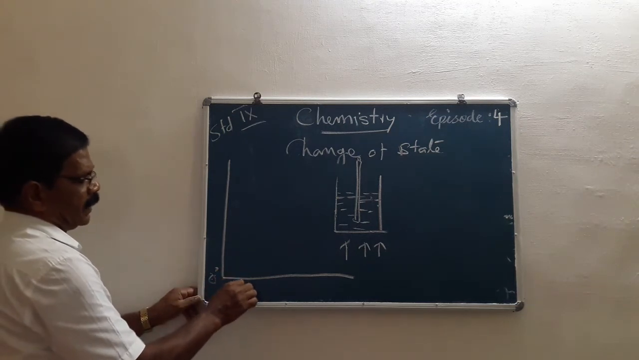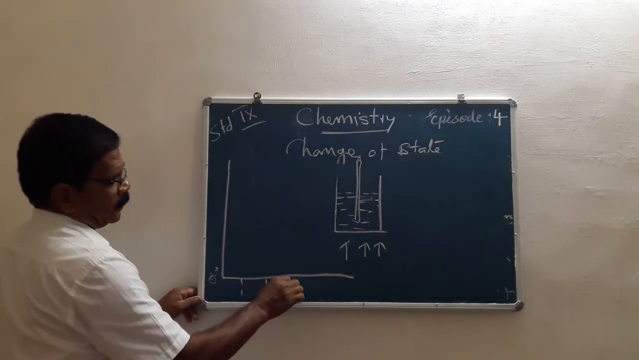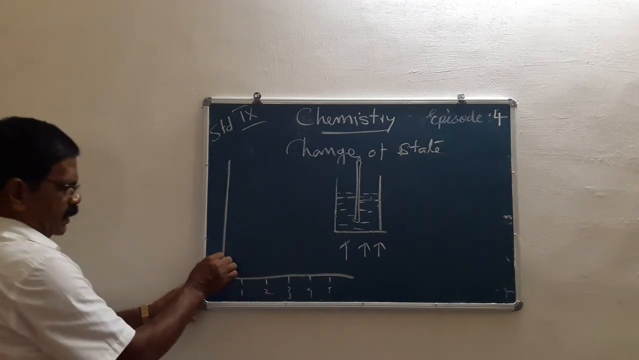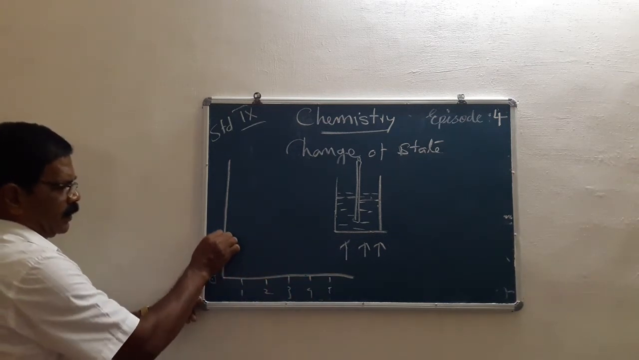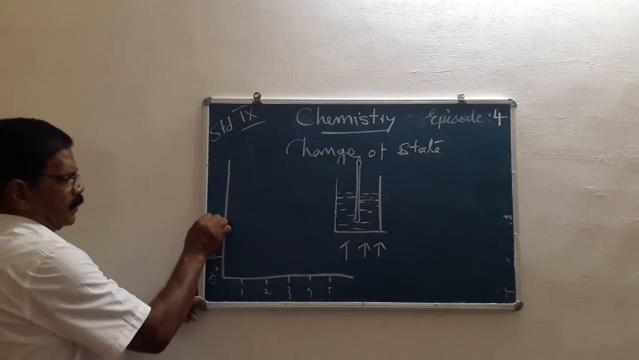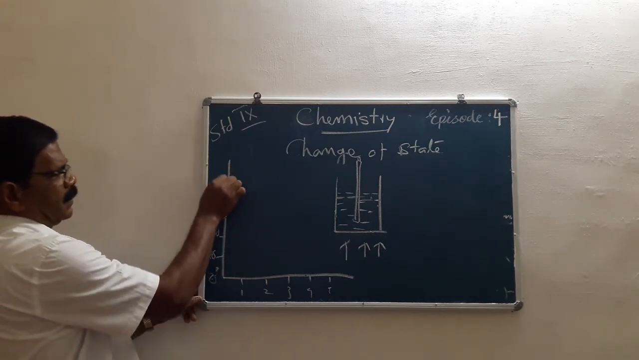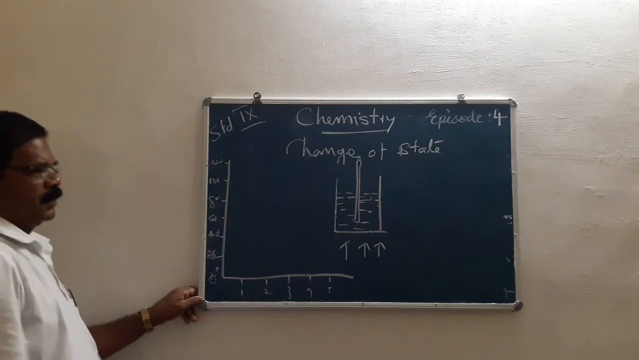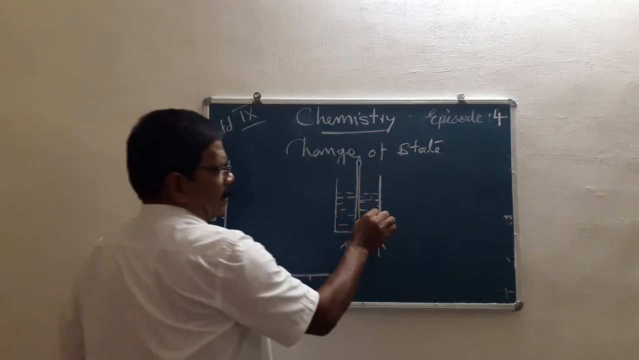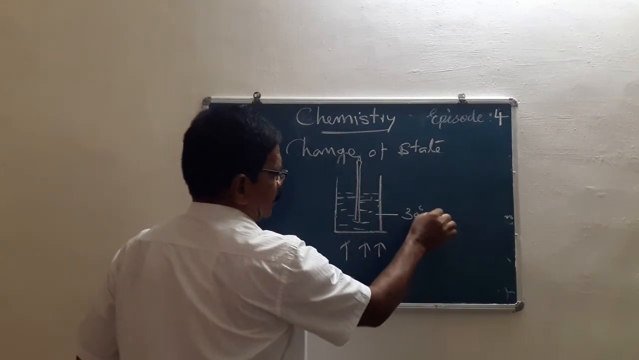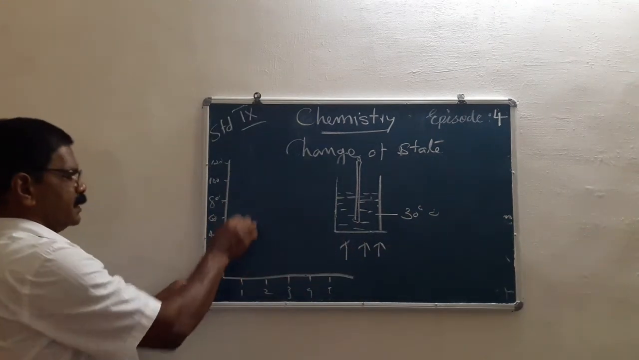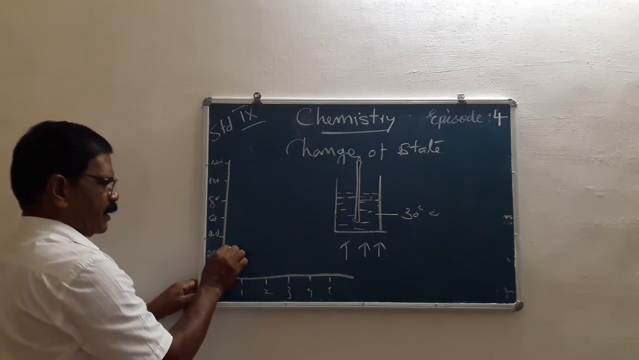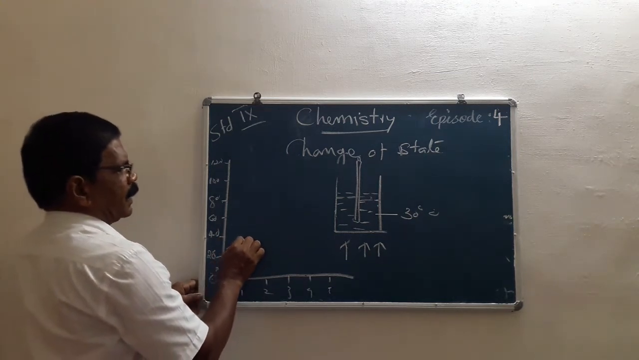Degree centigrade, heat time in minutes 1, 2, 3, 4, 5. Here temperature 20, 40, 60, 80, 100, 120. We will have, now the water is at a normal temperature, 30 degrees centigrade. The 30 degrees centigrade water, or the ice, is heating. What happens? The temperature rises.